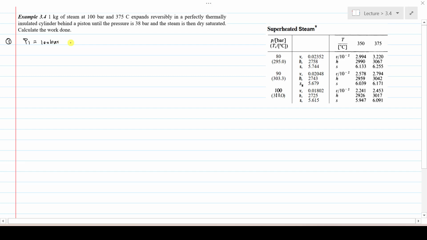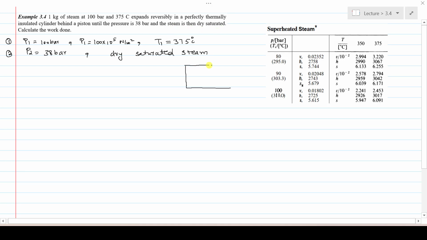Pressure P1 is equal to 100 bar. Convert that into Newton per meter square by multiplying by 10 to the power 5. Similarly, the temperature T1 value is 375 centigrade. The final state P2 value is 38 bar, and it is also said in the statement that the steam expands until it reaches dry saturated.